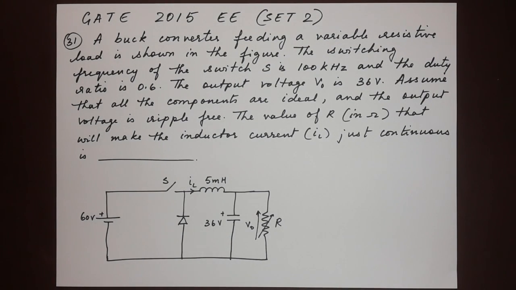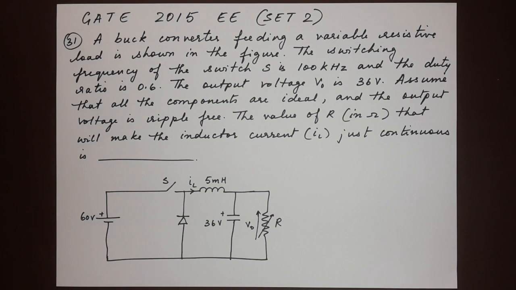Next question, number 31. A buck converter feeding a variable resistive load is shown in the figure. The switching frequency of the switch S is 100 kHz and the duty ratio is 0.6. The output voltage V0 is 36 volts. Assume that all the components are ideal and the output voltage is ripple free. The value of R in ohms that will make the inductor current IL just continuous is dash.